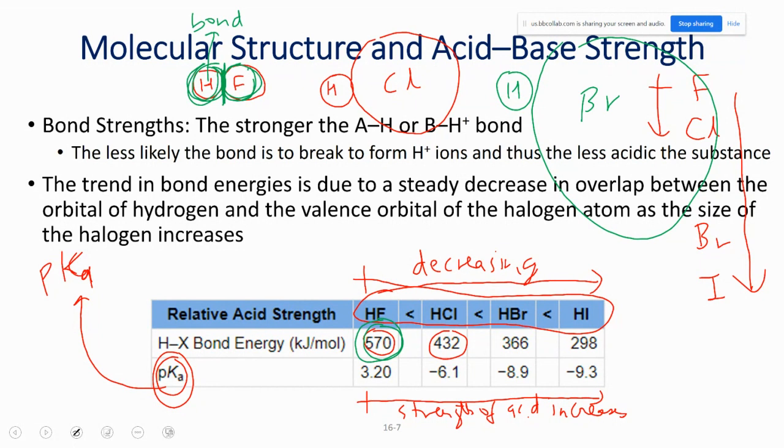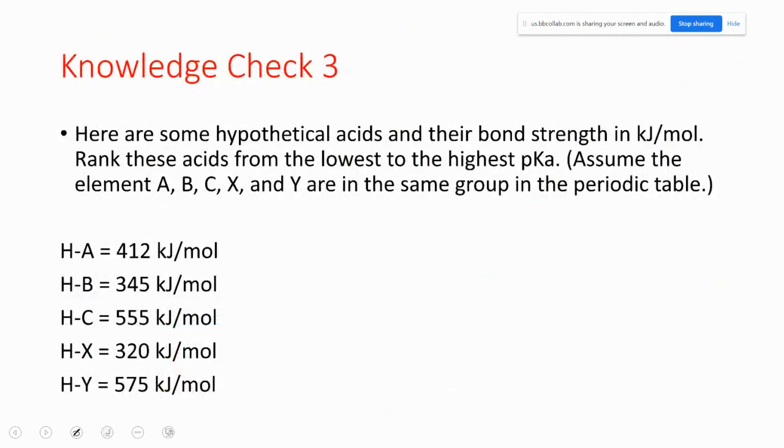Now, based on this concept, here's your knowledge check 3. I've given you a hypothetical acid and the bond strength, or bond energy, whatever you want to call it, same thing. Basically, all it tells you is how much energy you need to put in to break this bond, right? If I wanted to break this bond apart into H plus and A minus, I have to put in 412 kilojoules of energy. That's all bond energy tells you.